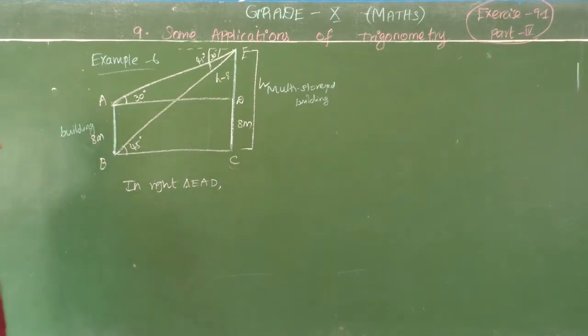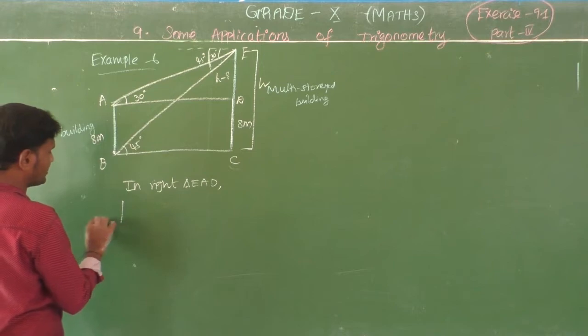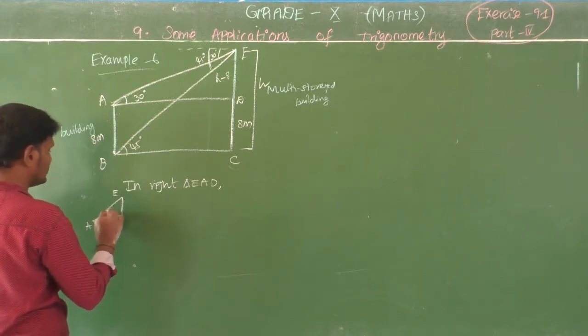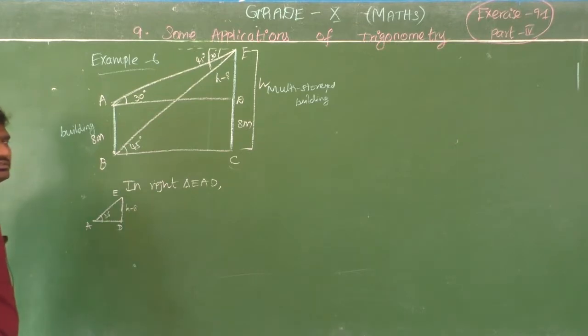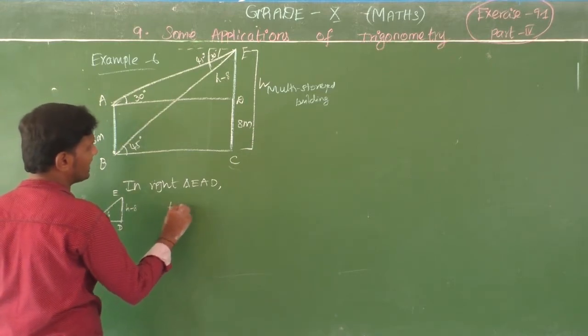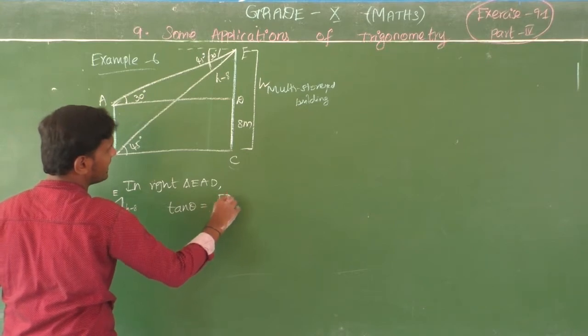In right triangle EAD, tan theta. First I'm taking the small triangle like this, EAD. This is 30 degrees and that is H minus 8. Now, in right triangle EAD, tan theta equals the opposite side ED divided by AD.